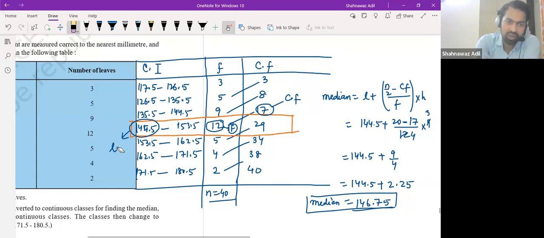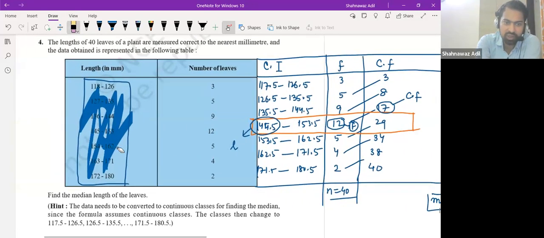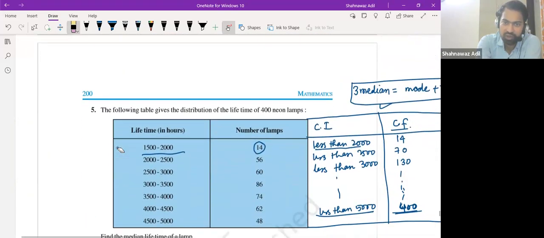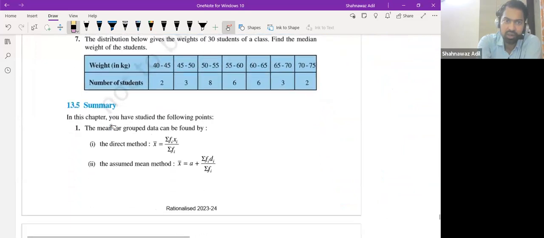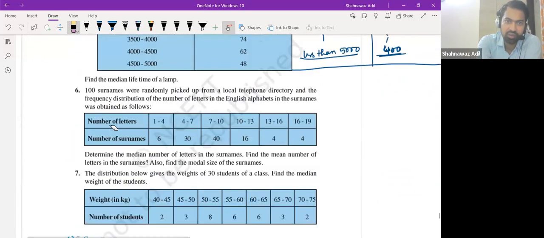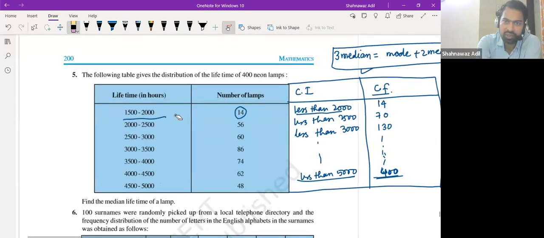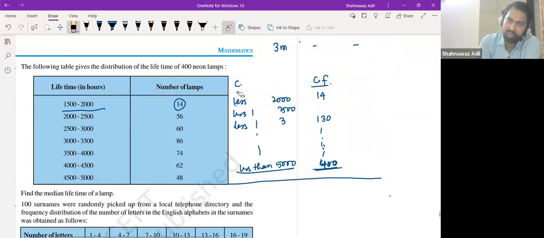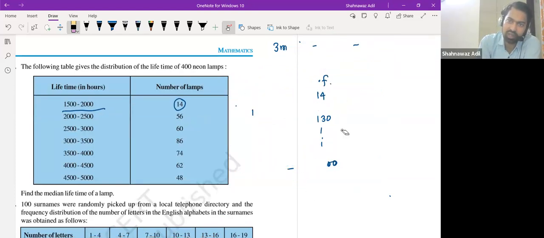Good. So now let us do this next question. What is the next question? The following table gives the lifetimes of 400 neon lamps, and we have to find the median. So please find the median of the neon lamps. Okay, guys, please calculate.